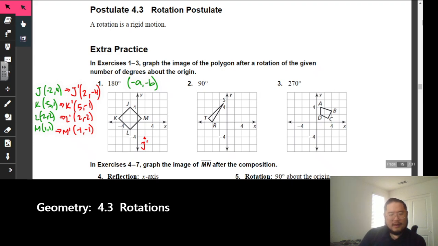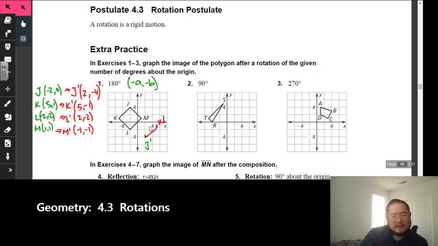Things look a little funny, and I think you probably caught it. For K, let's see here. What the heck's going on? Let's see. 2, negative 4. There's J prime. We have at 5, negative 1. There's K prime.